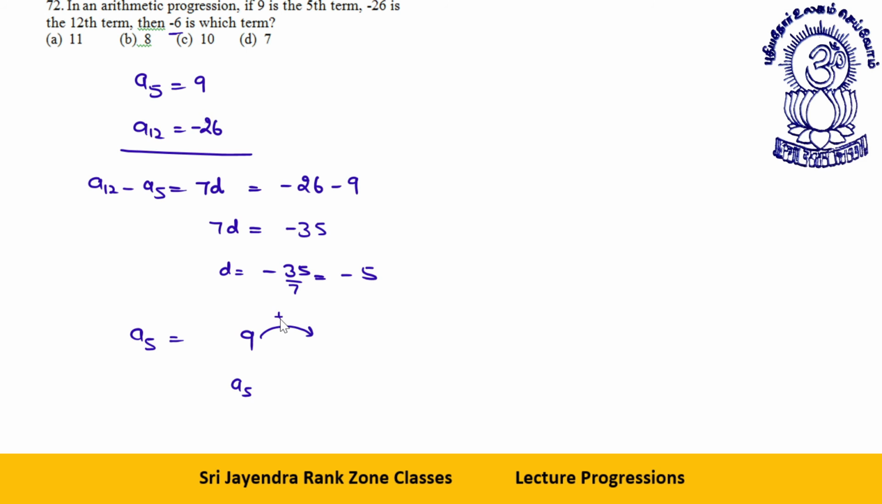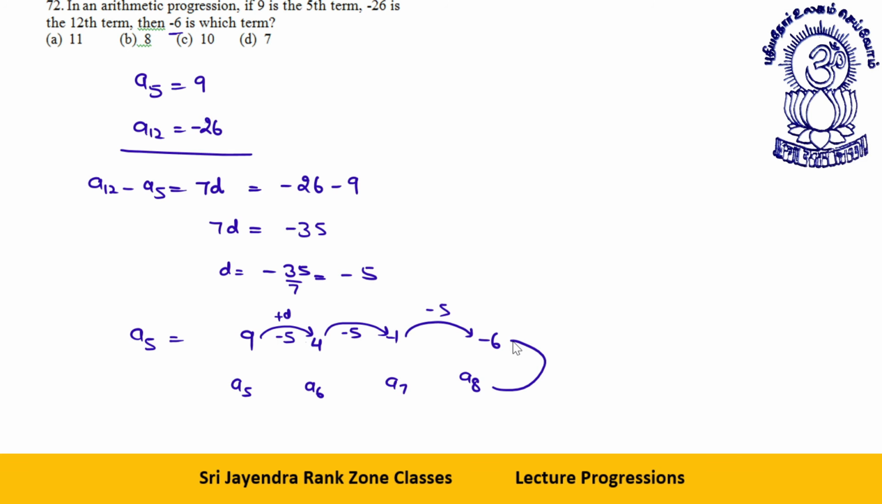Next term will be again minus 5. That will be A7, that will be minus 1. I will again do minus 5. That will be the 8th term. That will give me minus 6. So A8 is minus 6. Therefore, the 8th term is equal to minus 6. I'm hopeful this is clear to everyone.